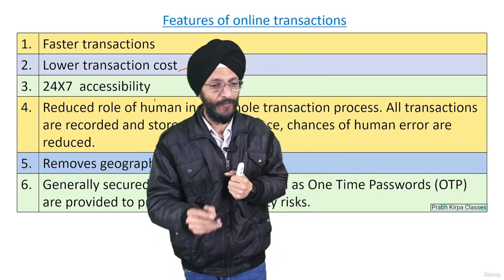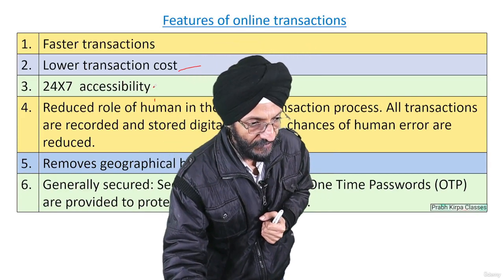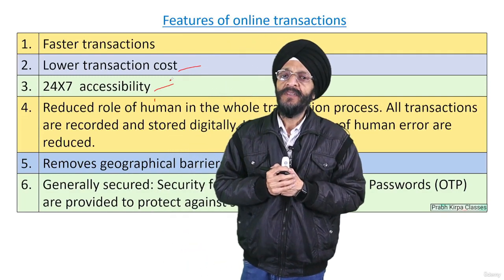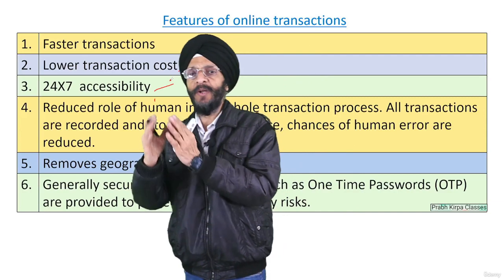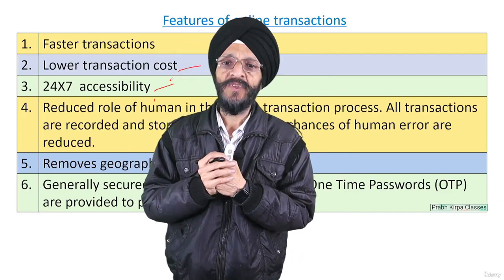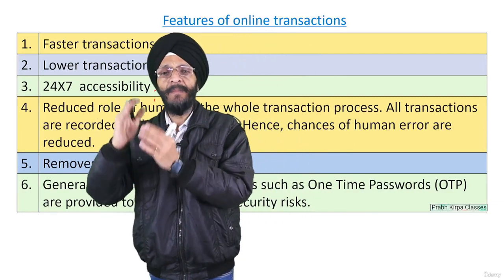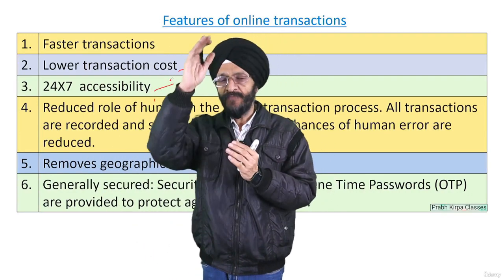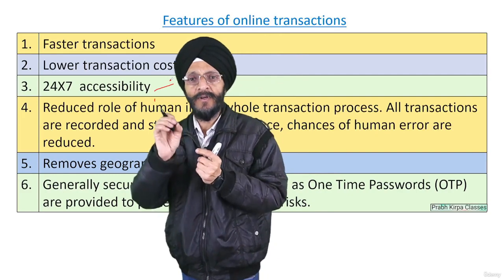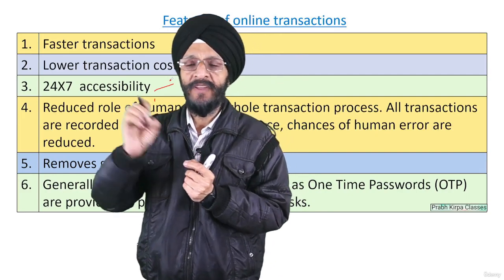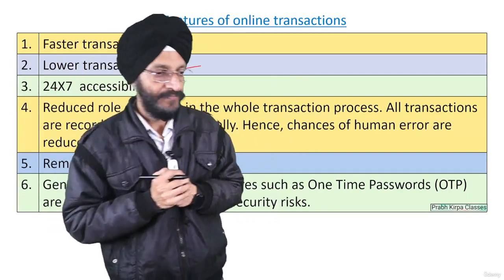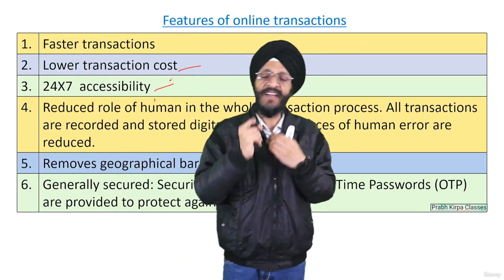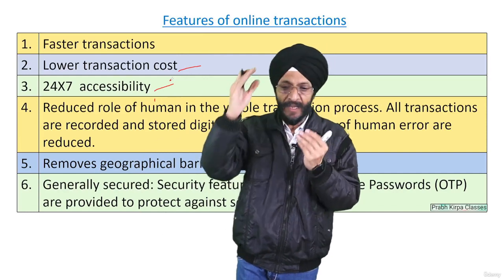Now the third feature of online transaction is 24 by 7 accessibility. If you want to make the payment to a person in cash, that person might be available at the shop or his residence, and the time should be during the day. You cannot approach a person to give him payment late at night. But in the case of online transaction, you can receive as well as make payment any time of the day or night.